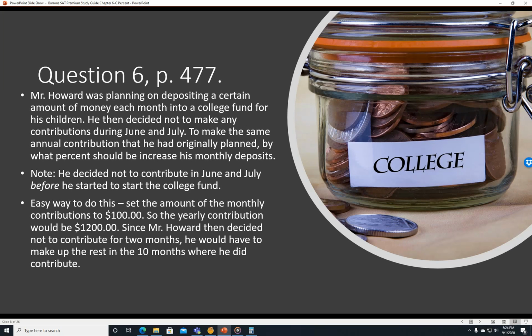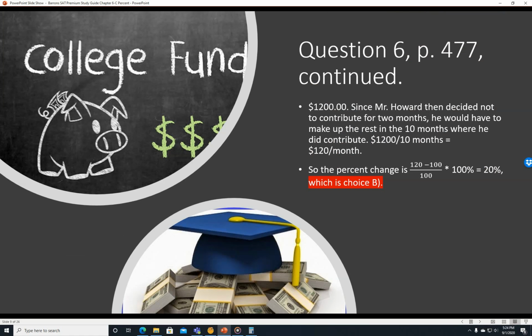So the yearly contribution would be $1,200, because 12 times 100. Since Mr. Howard then decided not to contribute for 2 months, he would have to make up the rest in the 10 months where he did contribute. So it's easy enough to take the $1,200 and we just divide that by 10 months. So you get $1,200 over 10 months, which is $120 per month.